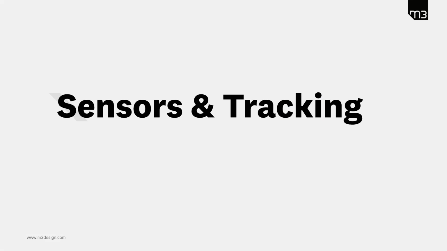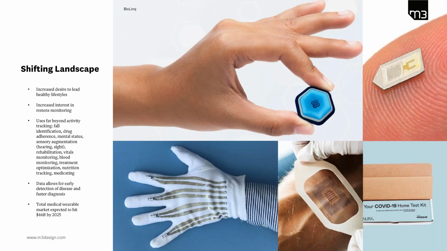All right, and our next section here is about sensors and tracking. So the main one that comes to mind obviously is Fitbit and activity trackers, but there are tons of uses beyond just activity tracking. So those are things like fall identification, drug adherence, checking someone's mental status, sensory augmentation, which is like hearing aids and things like that, and everything all the way to monitoring blood and vital signs.